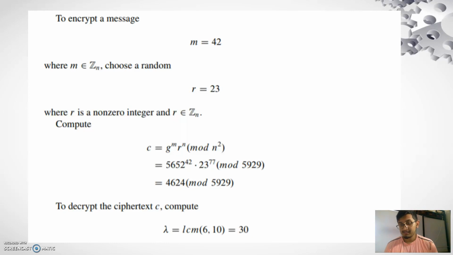Now to decrypt this message, the first step is to find the lambda, because to decrypt we need a private key, and the private key is lambda comma mu. So lambda is the LCM of p minus 1 and q minus 1. p minus 1 will be here 7 minus 1, that is 6, and q minus 1 will be 11 minus 1, and that is 10. So the LCM of 6 and 10 is 30.